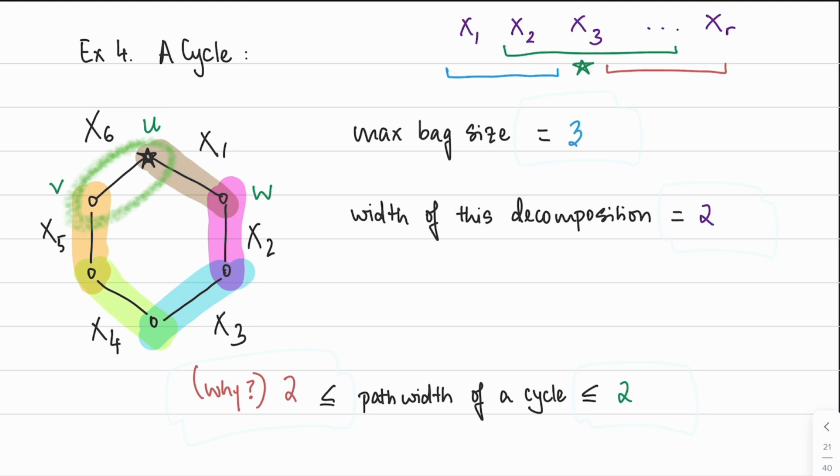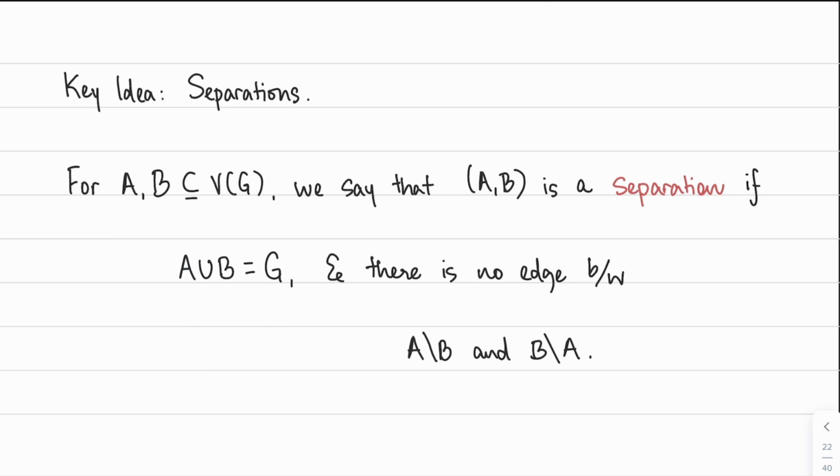Okay, so that's our final example for understanding the definition of a path decomposition. Hopefully by now the definition feels reasonably clear and familiar. Let's move on from here to talk about an important concept in the context of such decompositions. This is the notion of a separation.